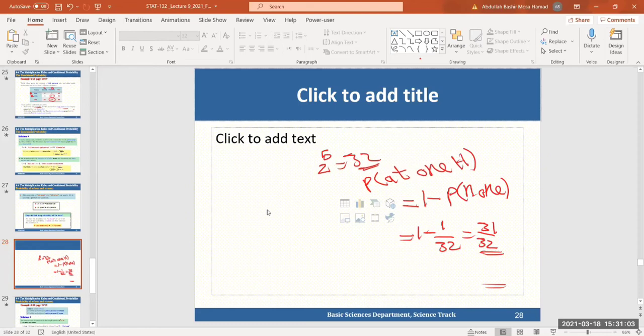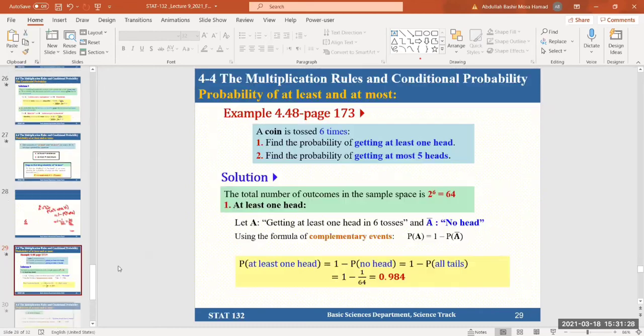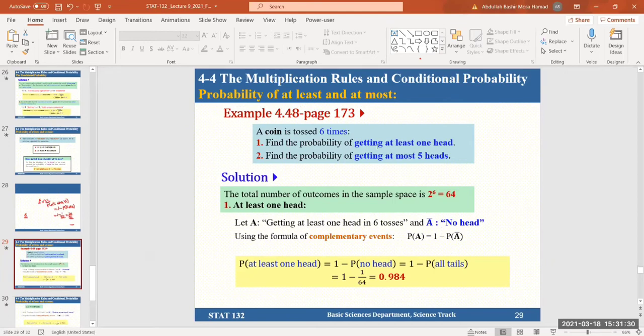If we toss a coin 6 times, the probability of at least one head equals what? 63/64. Yes, exactly. Okay, great. So now we can move to the slide to see. Now we just discuss probability of at least, and later we come to see probability of at most.